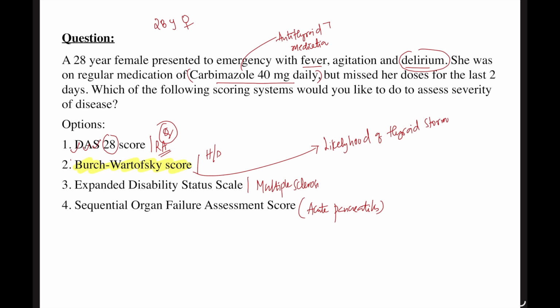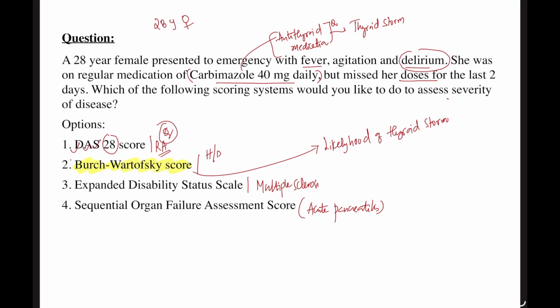Why do people take anti-thyroid medication? Maybe she has excess thyroid hormone in the body, usually Graves' disease or hyperthyroidism. For that she is taking it, but she missed her dosages for the last 2 days. That means she might end up in thyroid storm because of the withdrawal. So thyroid storm, because the antithyroid medication is not being taken.